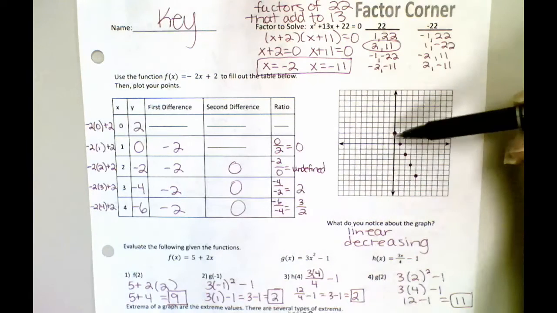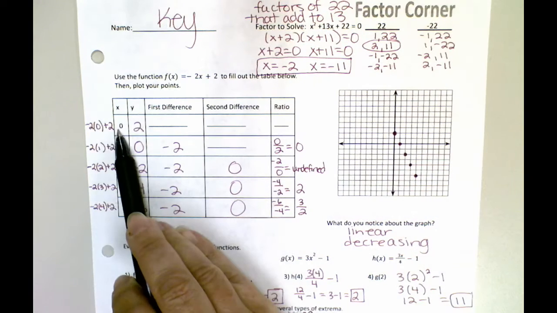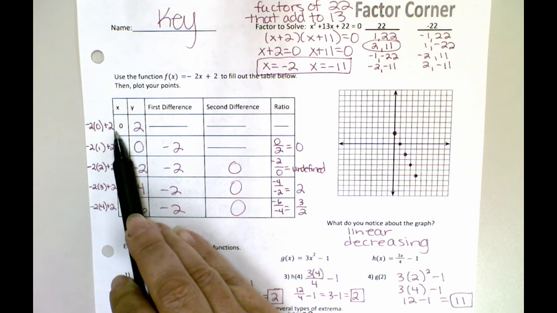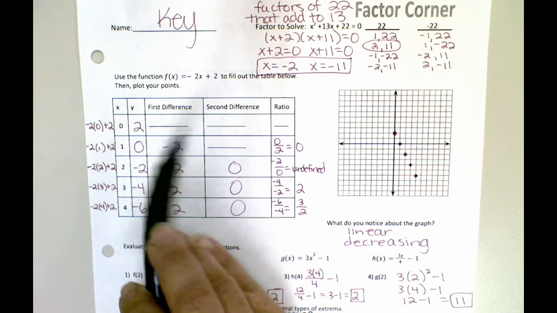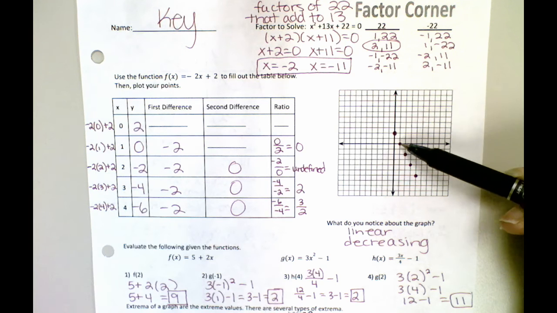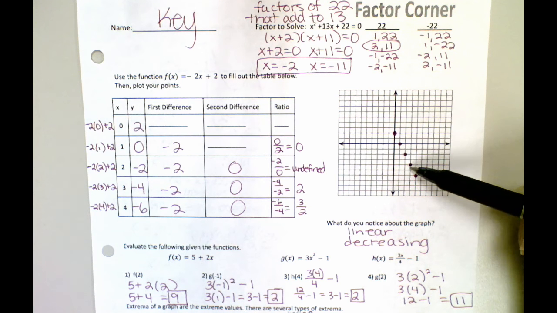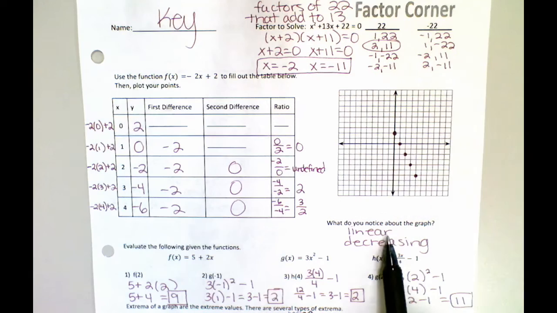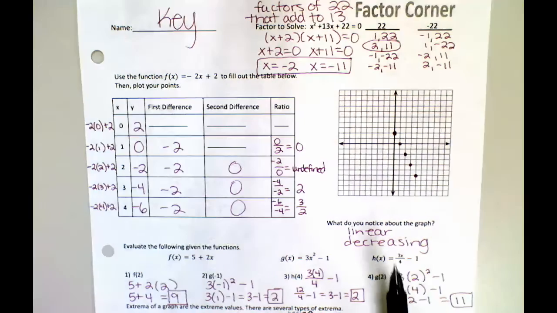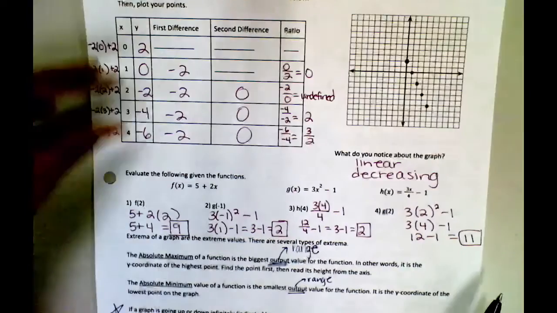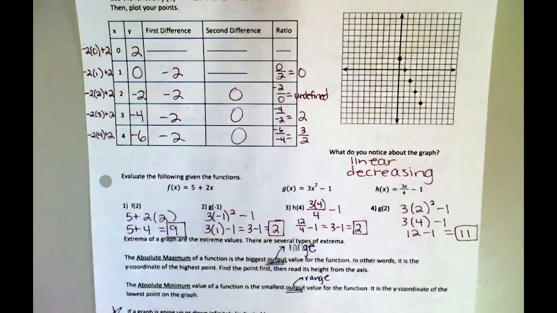On my plotting, remember I'm just doing x-coordinate, y-coordinate. X-coordinate is how far I'm moving left or right. Y-coordinate is how far I'm moving up or down. So 0, 2, right here. Here's 1, 0. Here's 2, negative 2, 3, negative 4, and 4, negative 6. This graph is linear. The points are making a line, and it is decreasing because the y values are getting smaller as we go to the right.